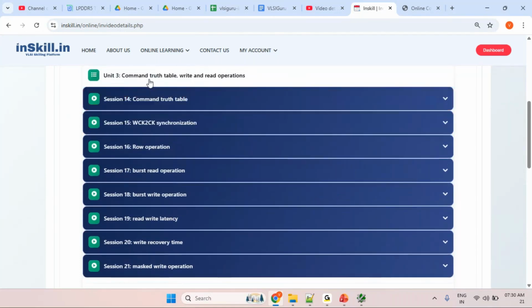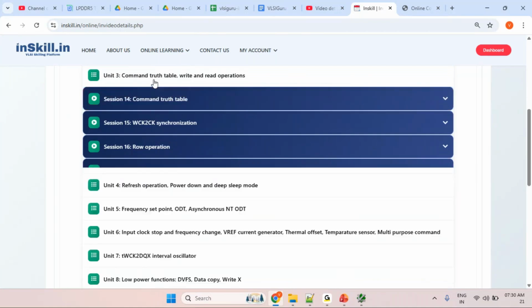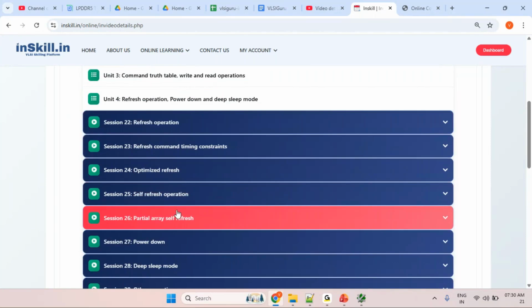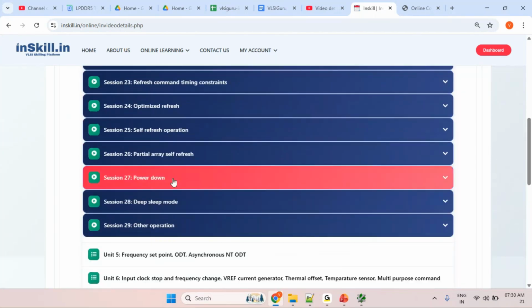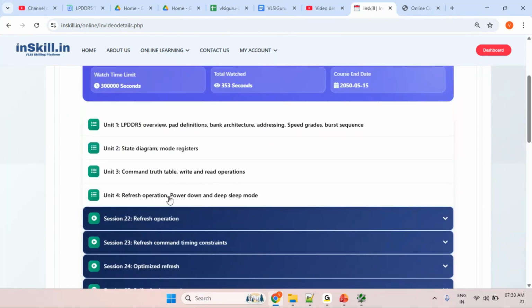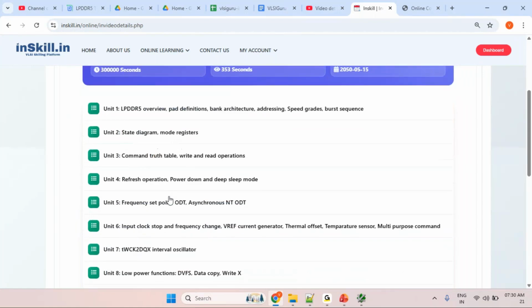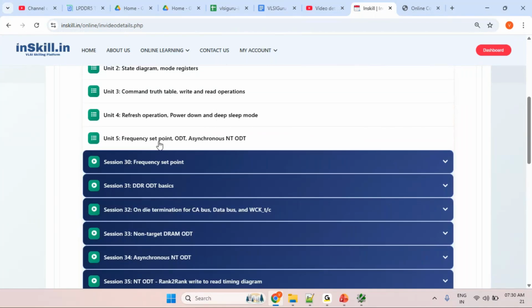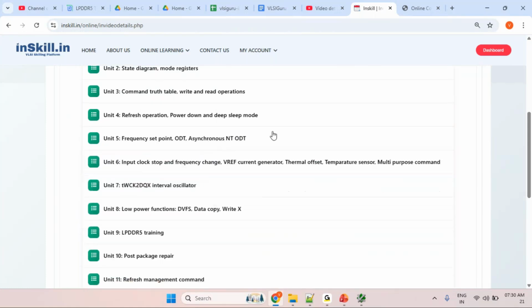Continuing from that, it will talk about the next set of commands like refresh operation, optimized refresh, self refresh, partial array self refresh, and power down, deep sleep mode, all other operations. So unit 3 and unit 4 essentially cover all the different commands of the LPDDR5. Then unit 5 talks about the frequency set point, ODT, and the asynchronous non-target ODT mode. It goes deeper into ODT as such in all the sessions of this unit.